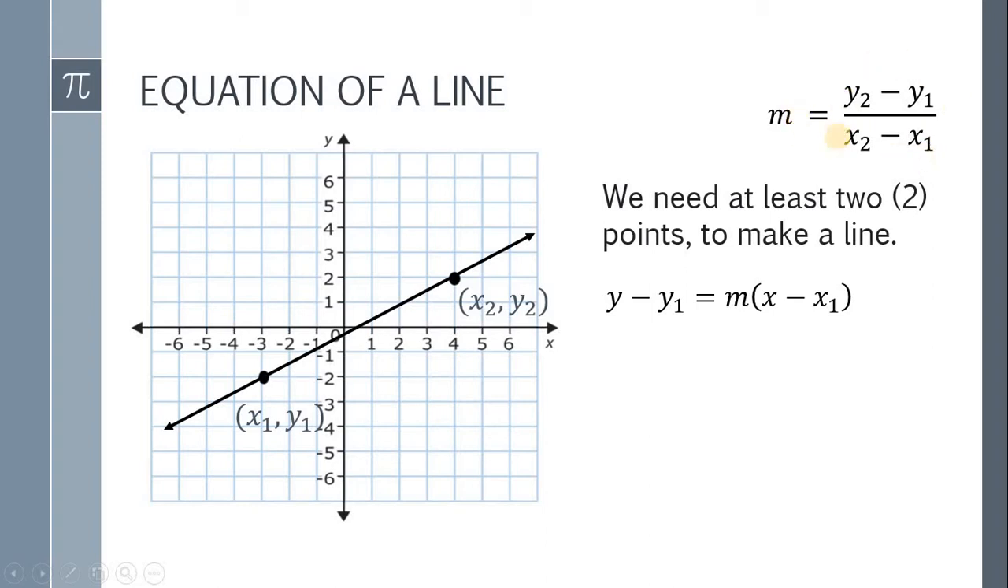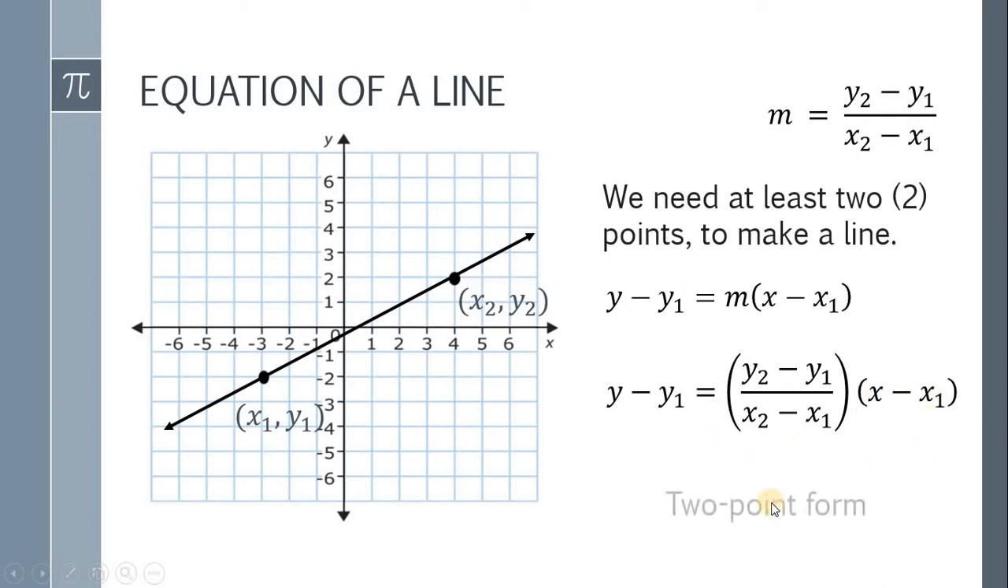Pwede nating ipalit yung formula ng slope dun sa m. So, we will have y minus y sub 1, yung m na palitan lang natin, m pa rin naman to, slope pa rin naman to, y sub 2 minus y sub 1 over x sub 2 minus x sub 1 multiplied by x minus x sub 1. Now, this form is what we call the two-point form.